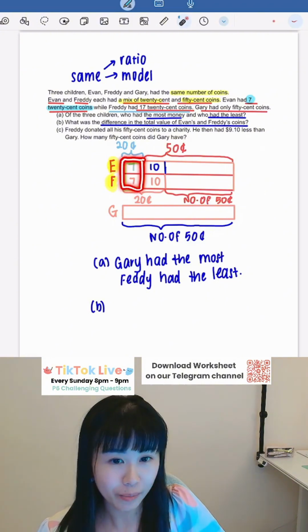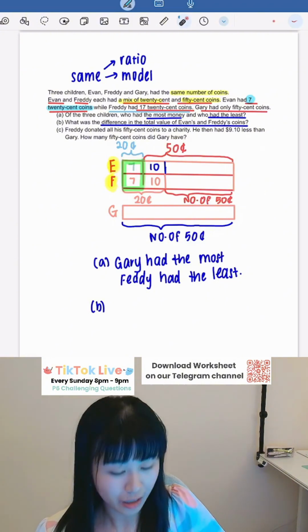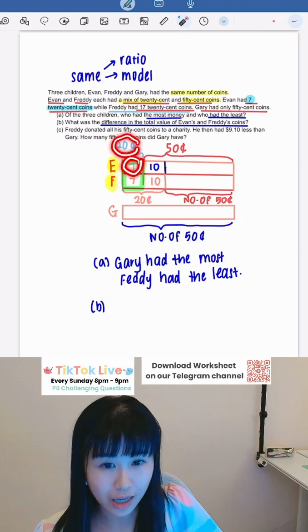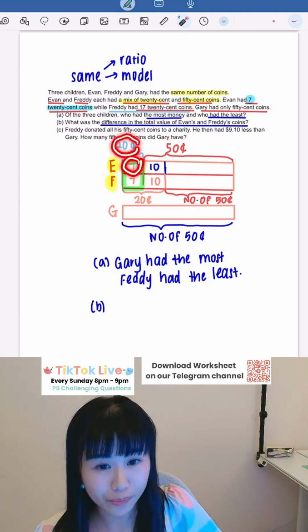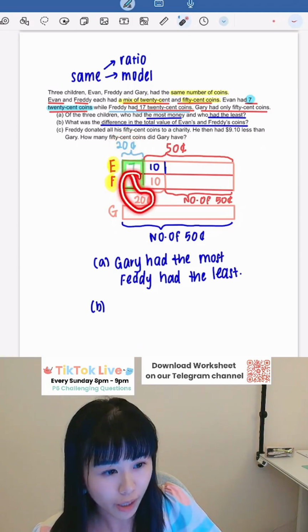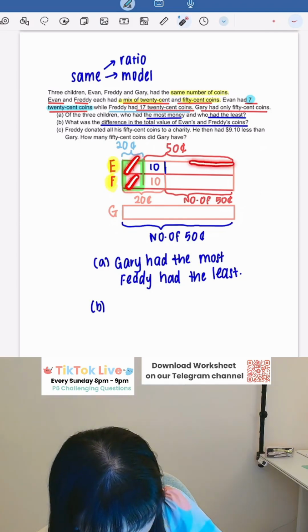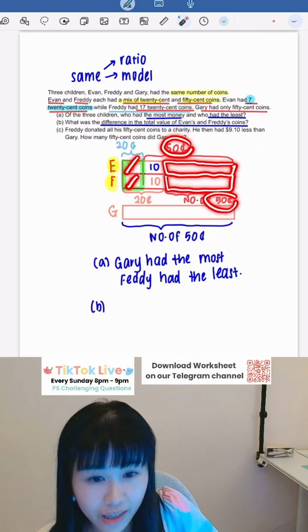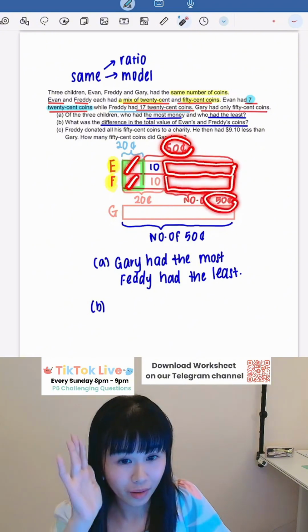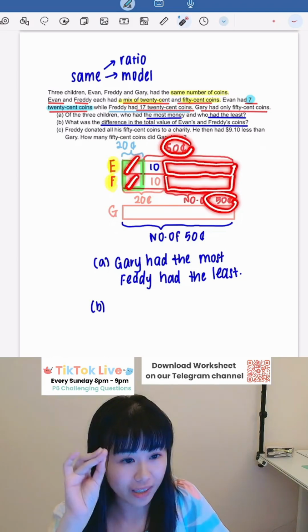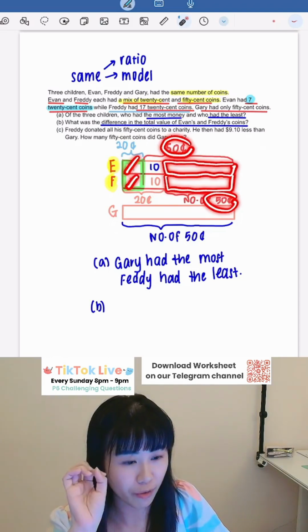0. Yes, because they're exactly the same, right? 7 times 20 cent is $1.40, and here you also have $1.40. So this one will cancel away. Then I want you to look here. Here is the number of 50 cent, here also the number of 50 cent, and it's the same number, right? Same number of 50 cent for these 2 bars. So what can you also conclude here, everybody?